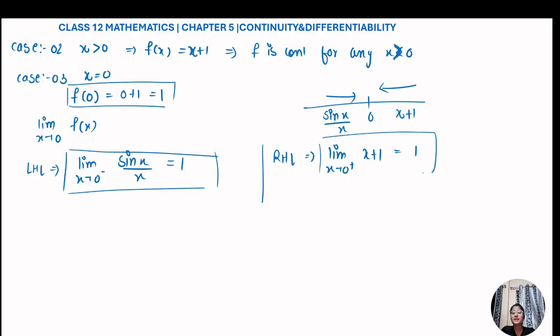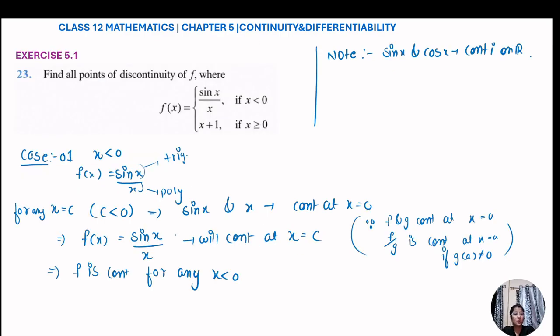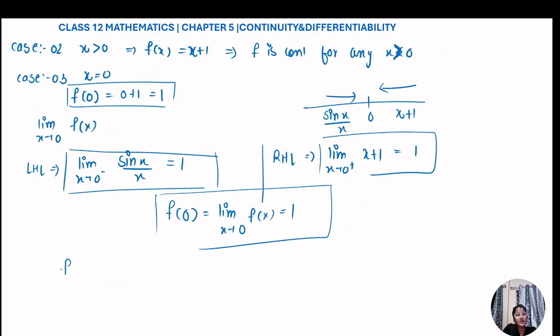So our left hand limit and right hand limit are both equal. So by this, our function value f of 0 is the same as the limit value, that is limit of x tends to 0 of f of x, and both are nothing but 1. So from here we have concluded that the function f is continuous at x equals 0. So from all these cases, we have concluded that the function f is continuous for all x belonging to the domain. Here our domain is nothing but whole R. So f is continuous on the whole domain. Therefore f is a continuous function. This is our conclusion.